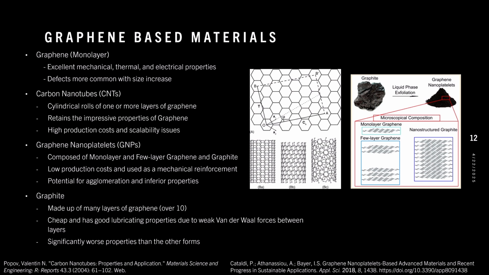Lastly, we have the best known form that we see in our lives, graphite, which is most commonly found in pencils. This is simply multiple layers, at least 10, of graphene stacked on top of each other. It is a very cheap material and used for its lubricating properties due to the weak van der Waals forces holding the layers together.